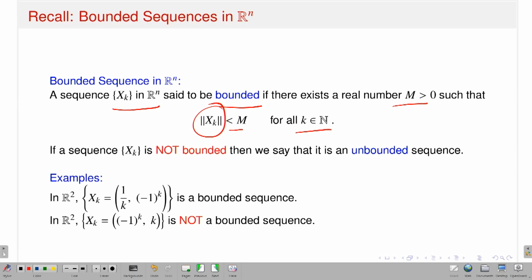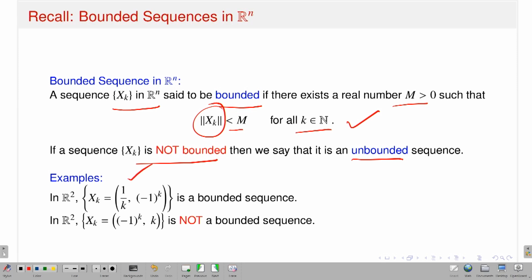Things will be the same. So, I will say that a sequence xk is bounded if norm of xk is less than m for some fixed number m for all k. If this is true, then I will say that capital Xk is a bounded sequence, and if a sequence xk is not bounded, then it is an unbounded sequence. Now some examples. For example, this sequence is a bounded sequence.